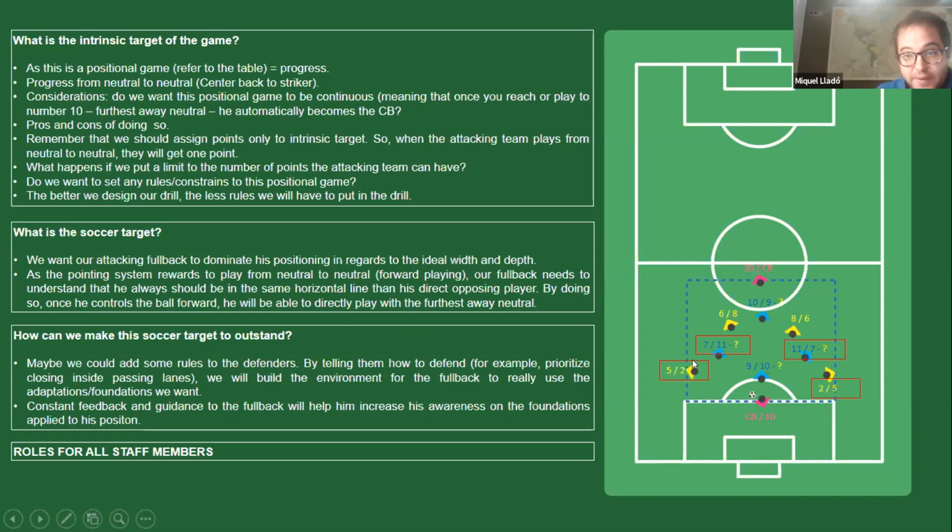So this will open the space for that guy to make him understand that as deep as he can position, when he places himself in the same horizontal line as this player, only by using back foot, beating the player with the control and passing the ball to the opposite neutral, probably his team will already get a point.